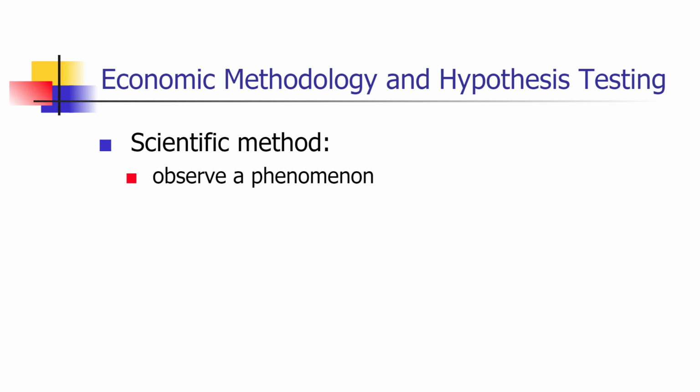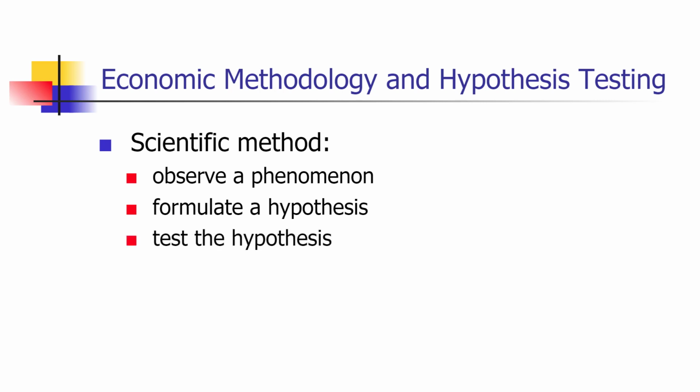Now, before we talk about the details of hypothesis testing, economics claims to be a science, and as a science, we try to use a scientific method. And when you're practicing this, you observe something in the world that you'd like to explain. And once you've observed this, you try to come up with some explanation for what's happening. And we call that a hypothesis. So you formulate a hypothesis, and then the next logical step is you test that hypothesis.